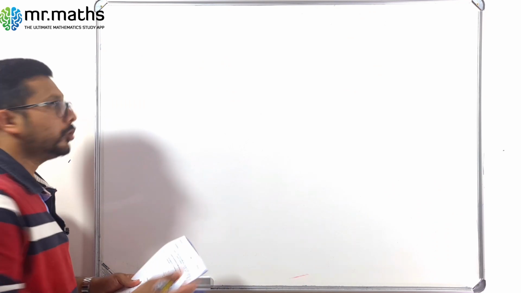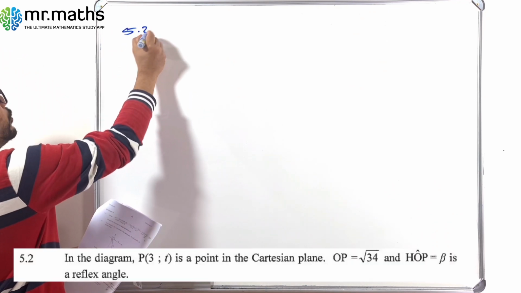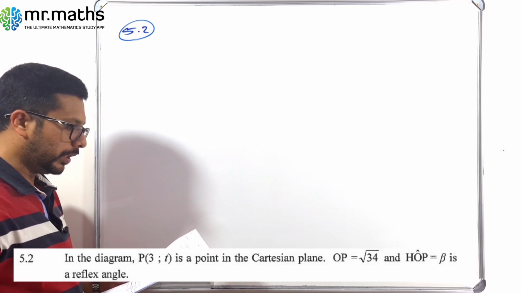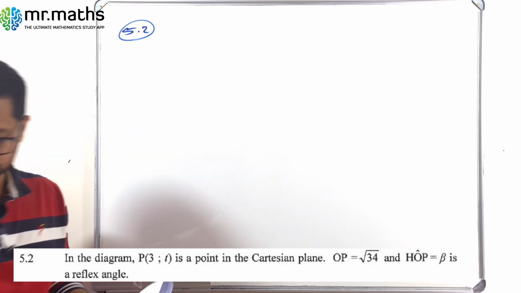Question number 5.2. What is that question? 5.2. In the diagram, P(3, 2) is a point in the Cartesian plane.